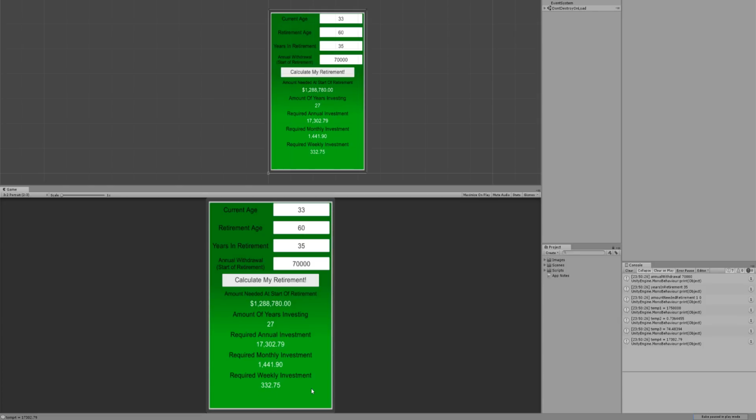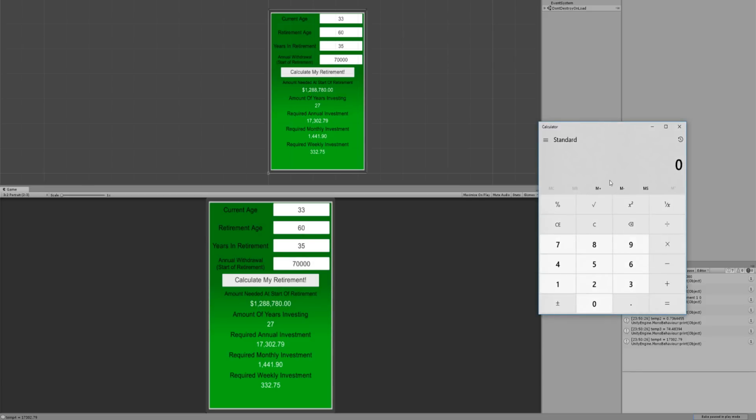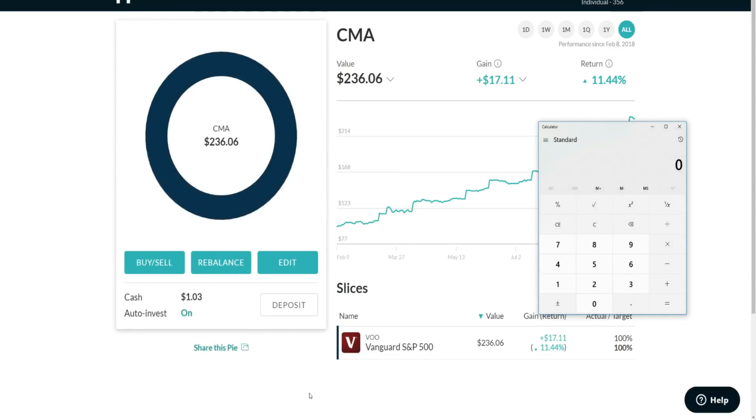But we would need to invest roughly $332.75 a week to meet our goal of almost $1.3 million at the age of 60. We could then withdraw $70,000 per year until 95, and we would not run out of money. So $70,000 per year is $5,833 per month. So let's go ahead and head back to M1 Finance.